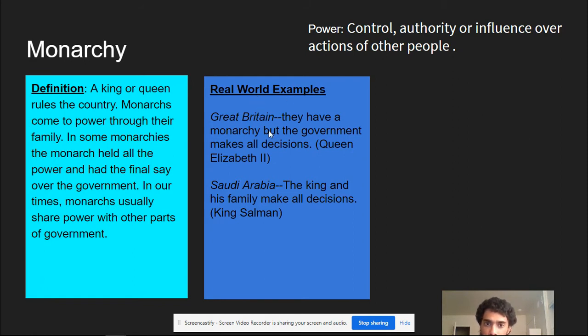Real world examples are Great Britain. They have a monarchy, but the government makes all the decisions. They have Queen Elizabeth II. In Saudi Arabia, the king and his family make all the decisions. And they have King Salman. So, two different types of monarchies.